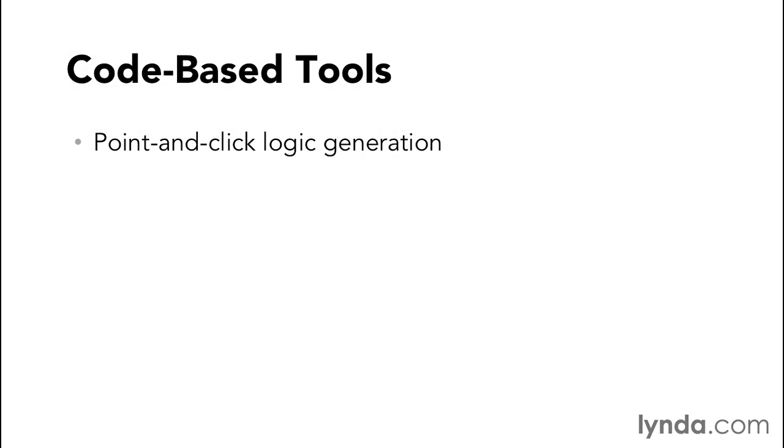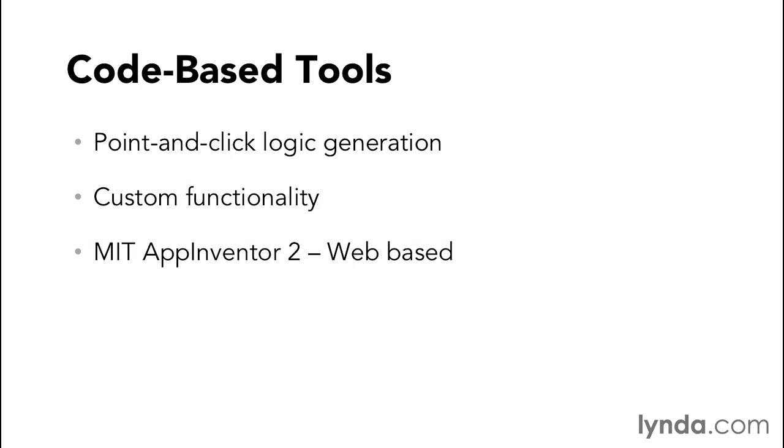Code-based tools allow you to do point-and-click logic generation. Some of them allow you to build your own custom functionality. And the two that we're going to look at are MIT App Inventor 2, which actually started out as a MIT project, then became a Google beta project, and finally has migrated back to MIT, and is being used by hundreds and hundreds of teachers around the country to teach programming to people who've never done any kind of programming before. The other thing we're going to look at is something called Basic for Android.